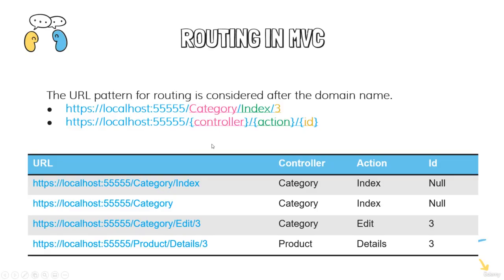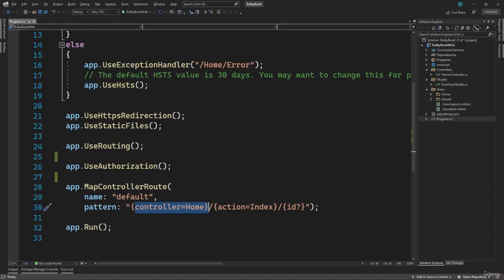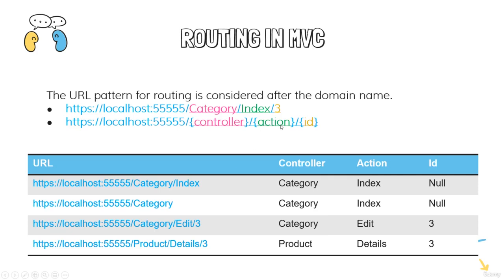Before we dive into those details, based on the understanding that we have here, I have given some sample URLs. I want you to try to find out what will be the controller, action, and ID based on each URL. Again, remember, if controller is not defined, the default one that we have in our application is, let's go back, the home controller, and if the action is not defined, that will be the index action. So based on that, for the first URL, the controller name is category, the action is index, and we do not have any ID.